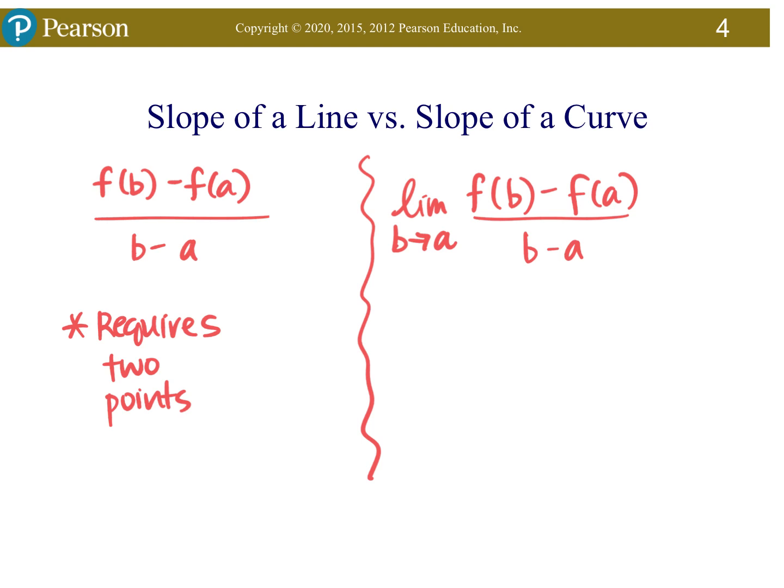What's going to happen to the denominator if B approaches A? Can you think about that? 0. Okay, I'm going to get 0 in the denominator. But never fear, we've just spent the last week and a half learning how to deal with limits and what we do when we have 0 in the denominator. So this only needs 1 point.